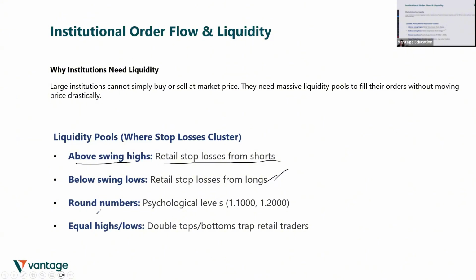Those round numbers or psychological levels, like anything ending with 0 or 5, like 1,000, 2,000, 3,500 or 4,100. Equal highs and equal lows, those are double tops and double bottoms that trap retail traders.